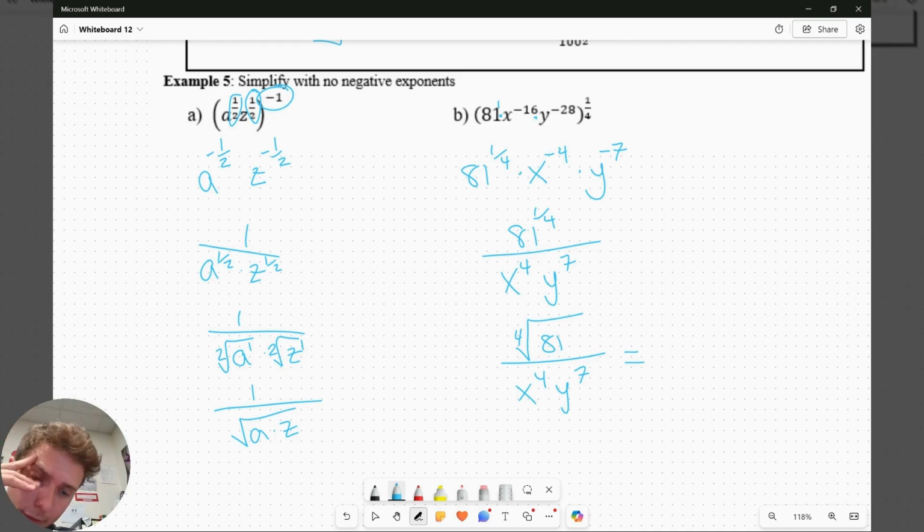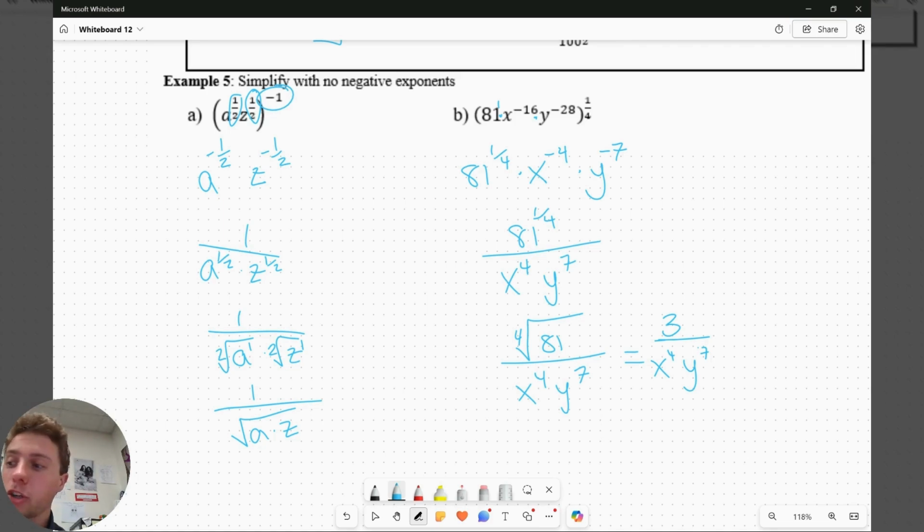Okay, so can I simplify anything else? Well, yeah, because you have the fourth root of 81 now. The fourth root of 81. What times itself is 81? That would give you a value of 3. Now we have our final answer, and this problem is done.